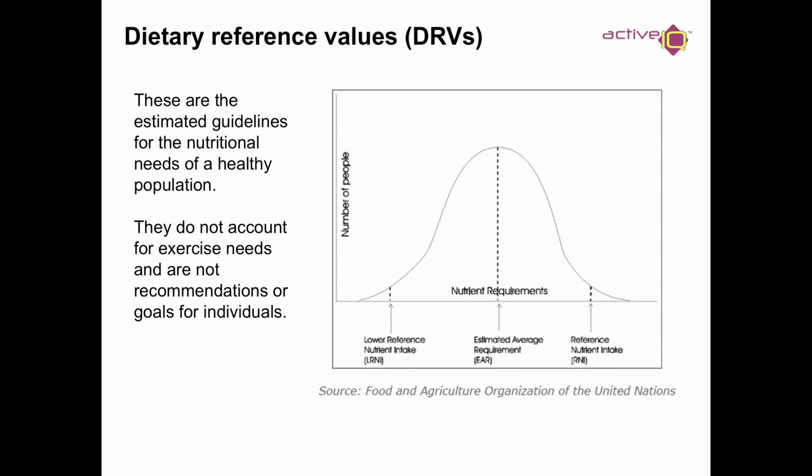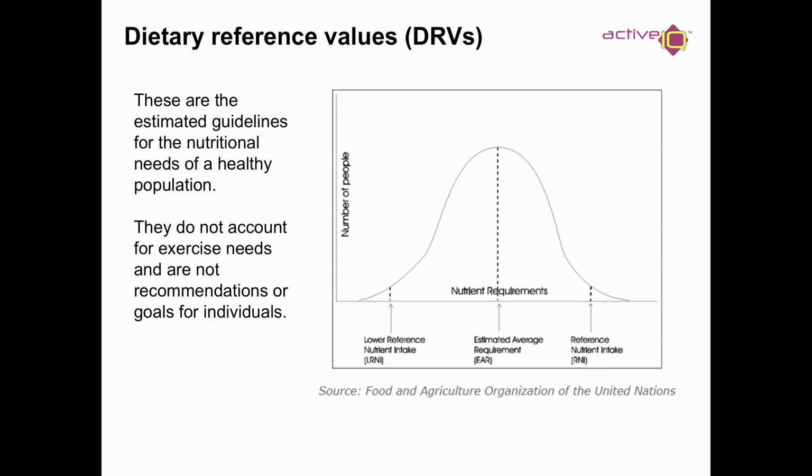If we have a look at the graph, going from left to right, we have lower reference nutrient intake. We have, right in the middle, estimated average requirement, and on the right, reference nutrient intake. Essentially, what this graph shows us is that the vast majority of the population will need quite a lot of nutrients in order to live a healthy life.